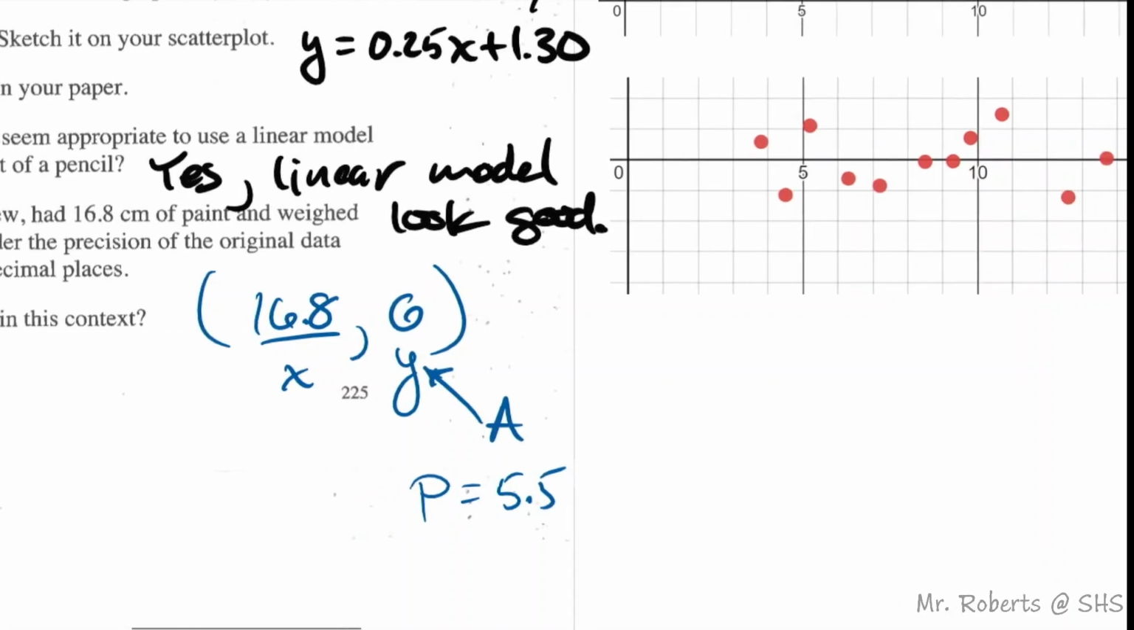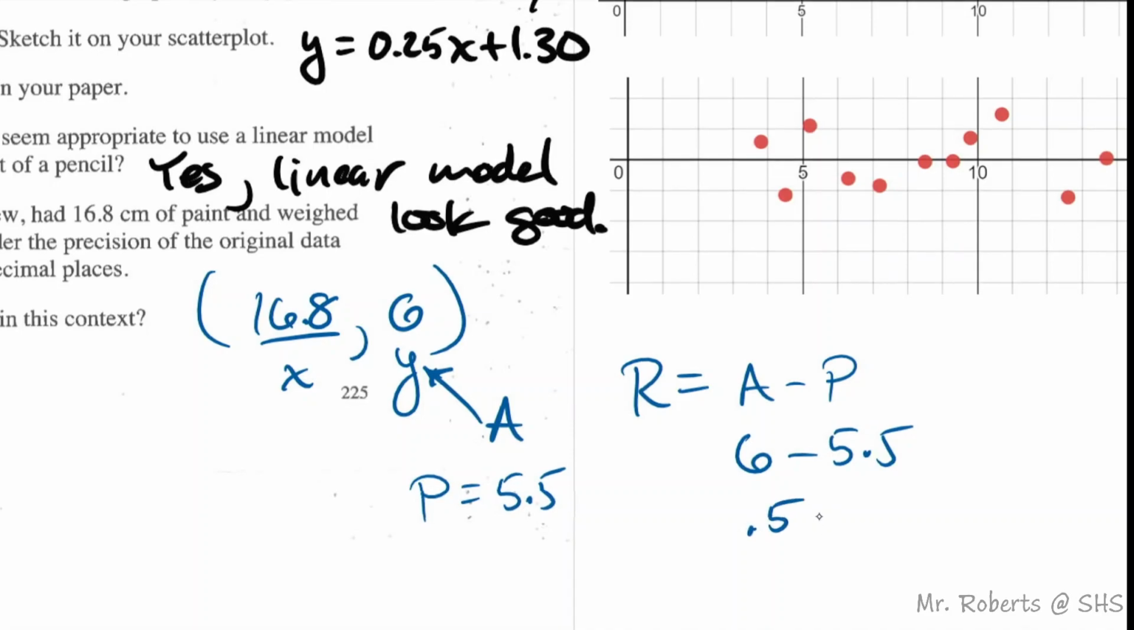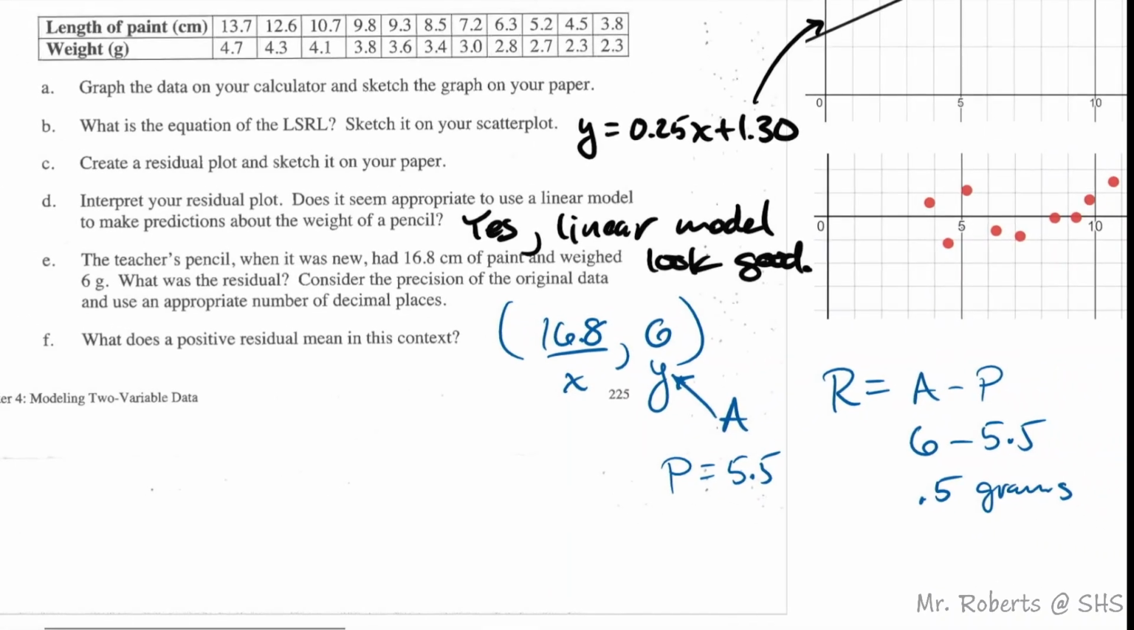So what is the residual? The residual is the actual minus the predicted value. Actual was 6. The predicted was 5.5. That means that my residual is 0.5. Right? Residual is 0.5. Not centimeters, 0.5. These were grams, right? The up and down values are grams. 0.5 grams. Okay, now the next thing it says, what does a positive residual mean in this context?